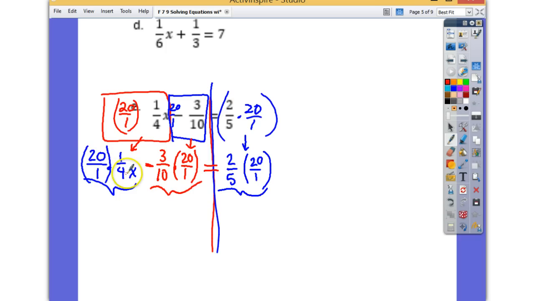What is 20 over 4? That turns into what? Five. Turns into 5x. 20 times 1 is 20, or you could have said 4 goes into here 1, 5, 5 over 1 is 5.